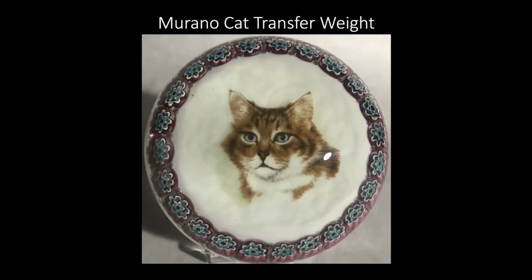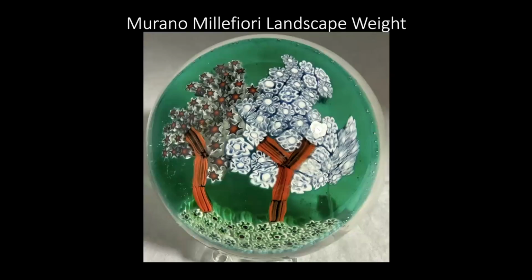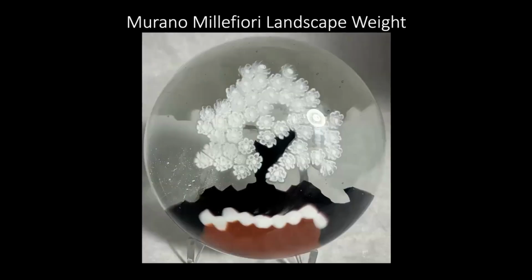Millefiori aren't used very much in landscapes, but there are some Murano weights which do attempt this. Some of them are kind of crude. This has canes for both the leaves on the tree and the grass. Here is a slightly nicer example. Some of these can be quite creative. I like the coloring in this one.